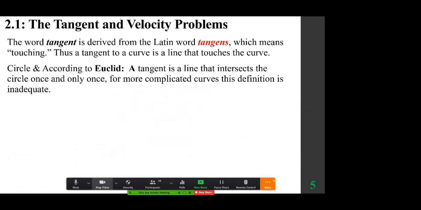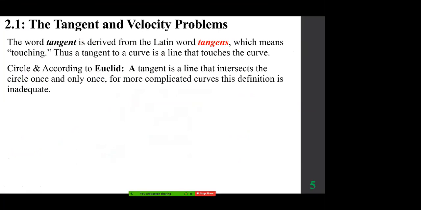All right, class. So we are looking at the tangent and velocity problem. Basically, the tangent has a specific definition that you can see here, and it means just touching the curve. According to Euclid, a tangent is a line that intersects a circle at only one spot, and that's fine.